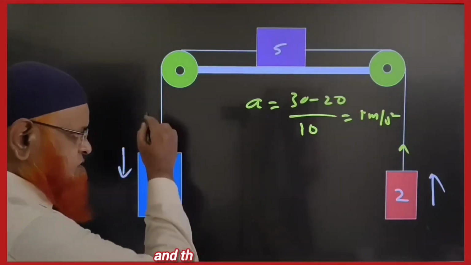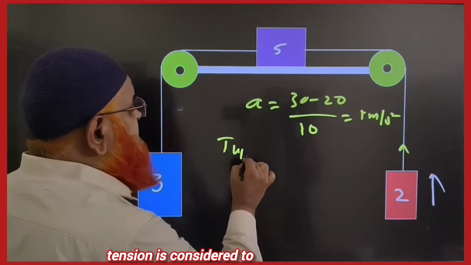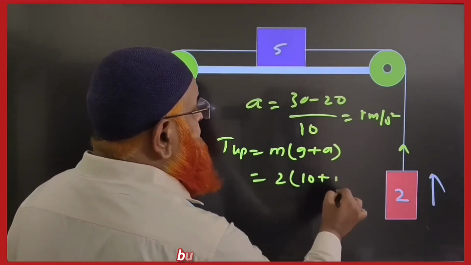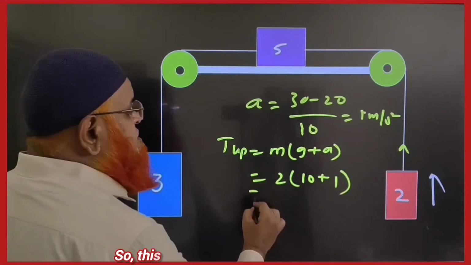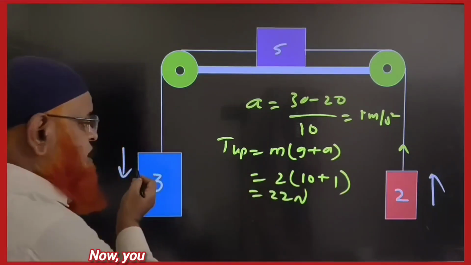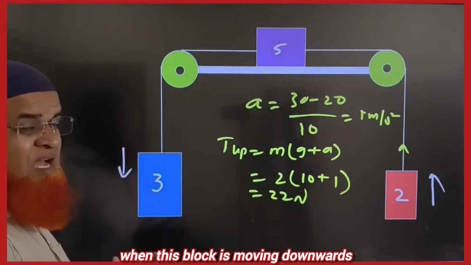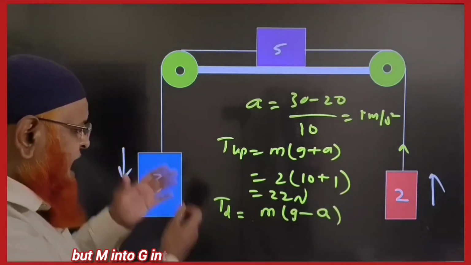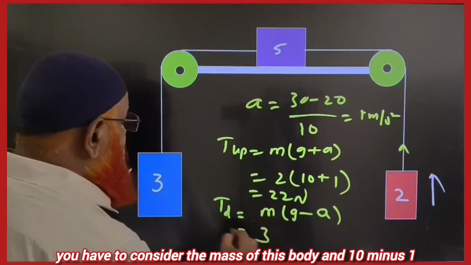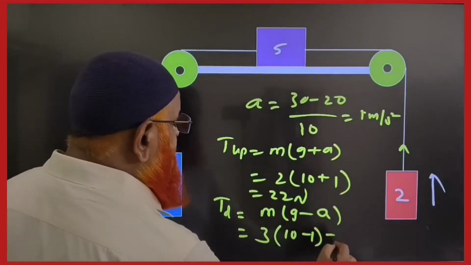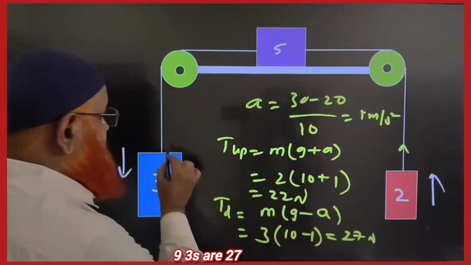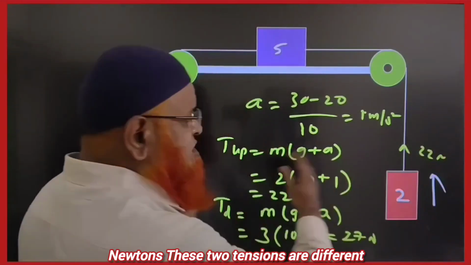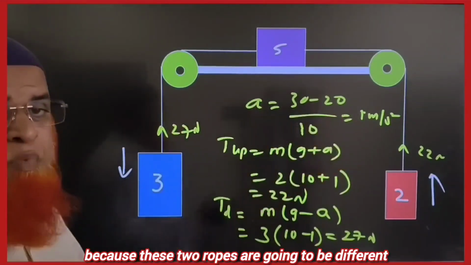Now this moves up and this body comes down. When a body moves up, tension is considered to be m into g plus a. Okay, which is nothing but 2 into 10 plus 1 because acceleration we got it as 1. So this is going to be 11 to 22 newtons. Now you need to find out the tension downward when this block is moving downwards. So tension down is nothing but m into g minus a is going to be the formula. As it is going down, you have to consider the mass of this body and 10 minus 1. Okay, 9 3s are 27 newtons. Here the tension is 27 newtons and here the tension is going to be just 22 newtons. These two tensions are different because these two ropes are going to be different.